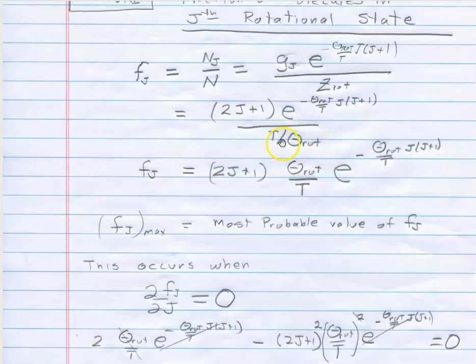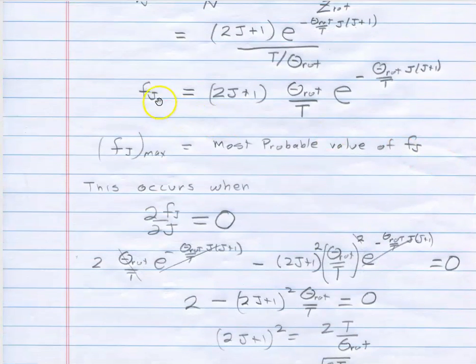Well, I can simplify a little bit. The theta flips over on top in T. This is the fraction of all the molecules that are in the jth state, and I'd like to find the most probable value. So I'd like to find the J value that most likely has the most particles in it. That's the maximum value, and I know how to maximize any function. Here I've got a function, and I just need to maximize it.